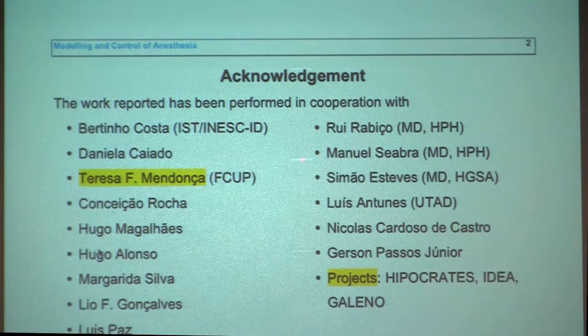I want in particular to highlight Professor Teresa Mendonça from the Faculty of Sciences of the University of Porto, who is in a group that has a long tradition in this area and made a lot of effort to create an experimental structure in connection to two hospitals in Porto, the Hospital of Santo António and the Hospital Pedro Hispano. Without this work, this would be empty.